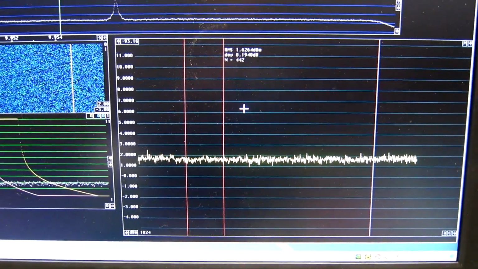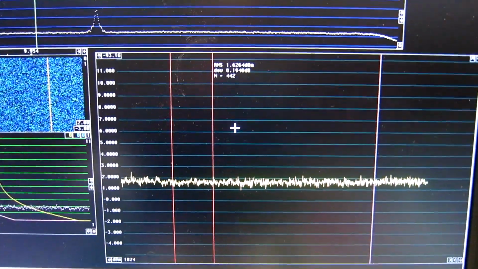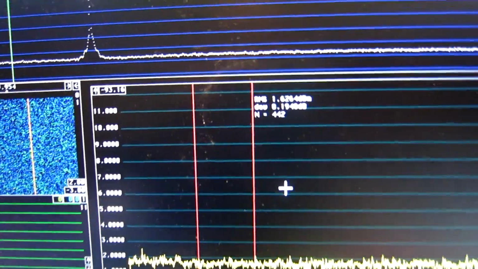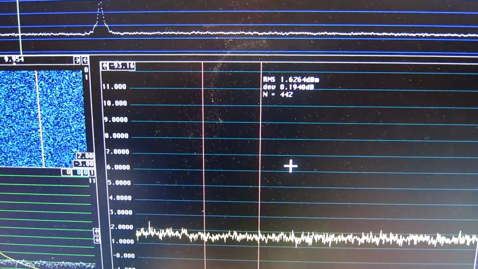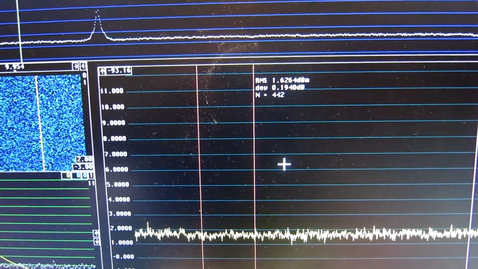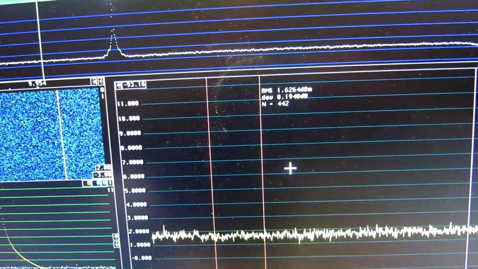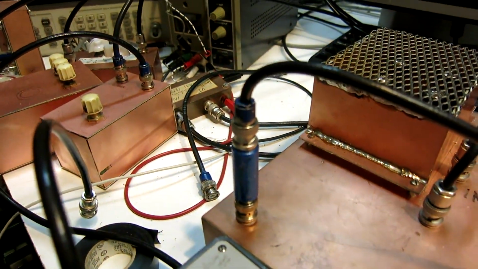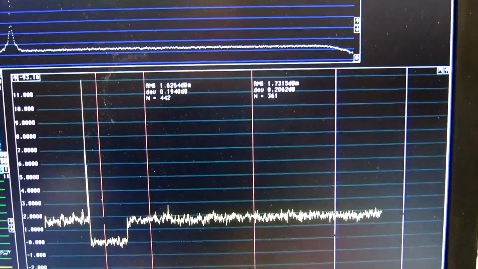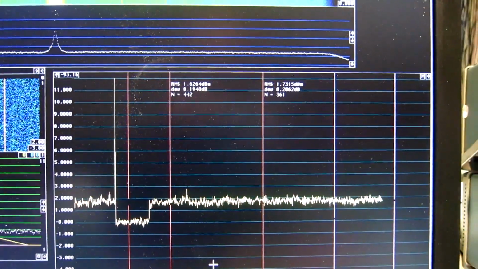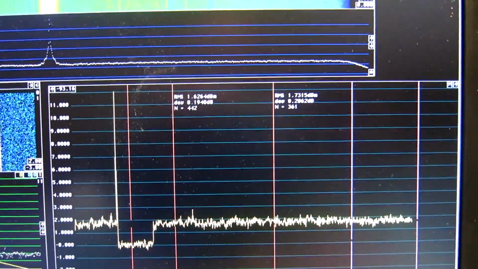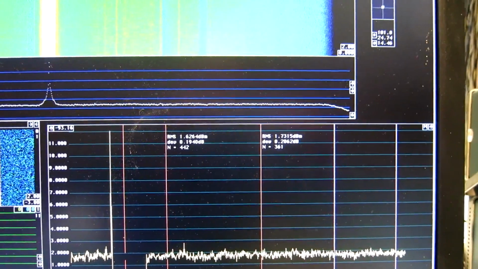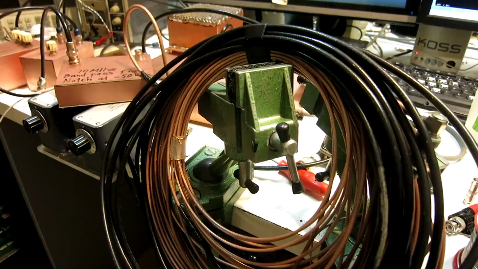And I find now the noise floor at 1.64, sorry, 1.62 on with the current calibration. And I will now replace this 3 dB attenuator with another one. And now the noise is about 0.1 dB higher. Whether that is significant or not, I don't know.